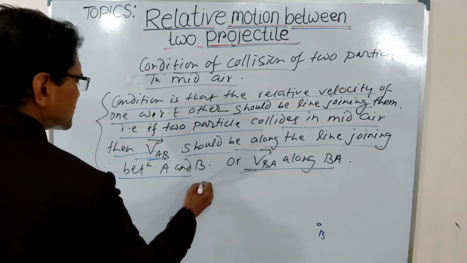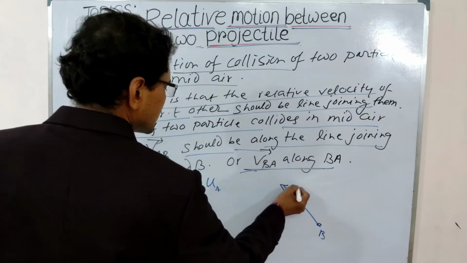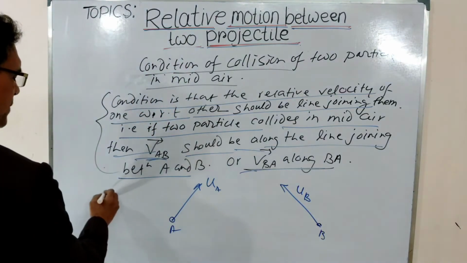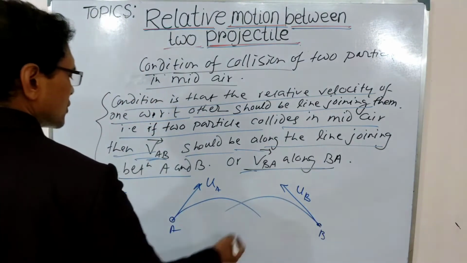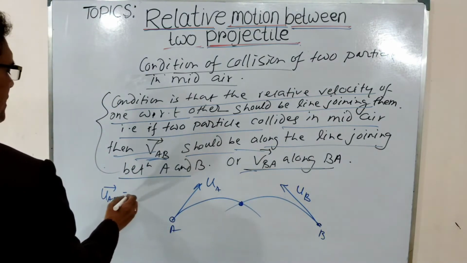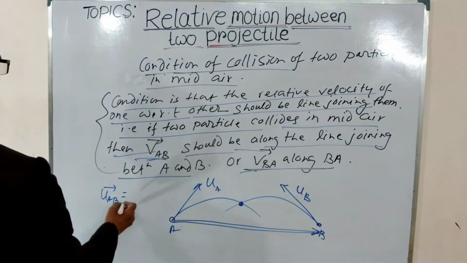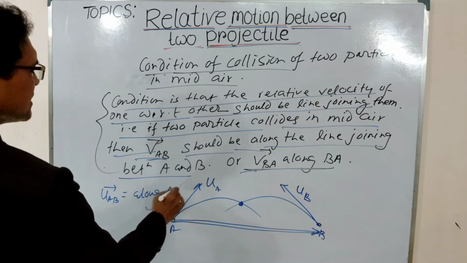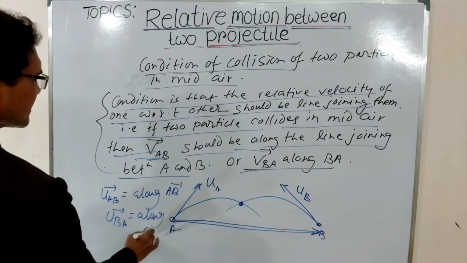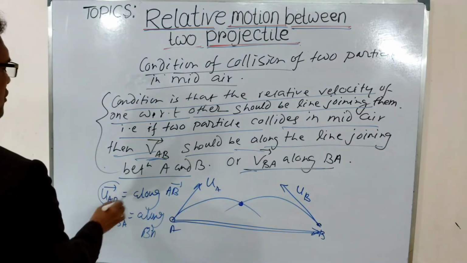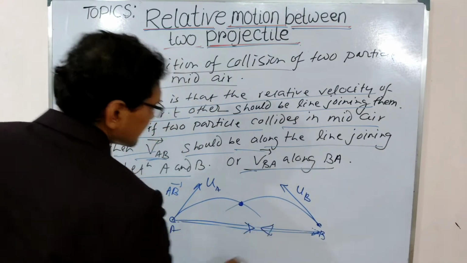Suppose A initially moves with velocity UA, and B moves with initial velocity UB. Then first find UAB. To collide in mid-air, the UAB must be along this direction, UAB along AB, or UBA along BA. That is, the relative velocity of A with respect to B should be along this line, or BA along this line.